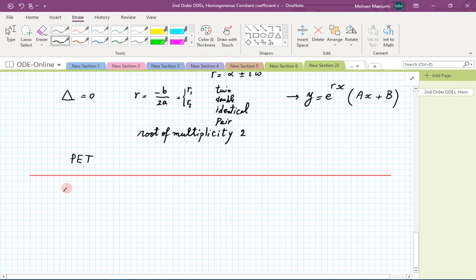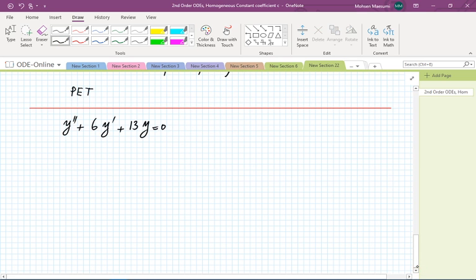Suppose I ask you to solve y double prime plus, say, 6y prime plus, say, 13y equal to 0. Okay, maybe we solve this with multiple pauses. Pause number 1, go ahead and get me my characteristic roots. Get me my r's.